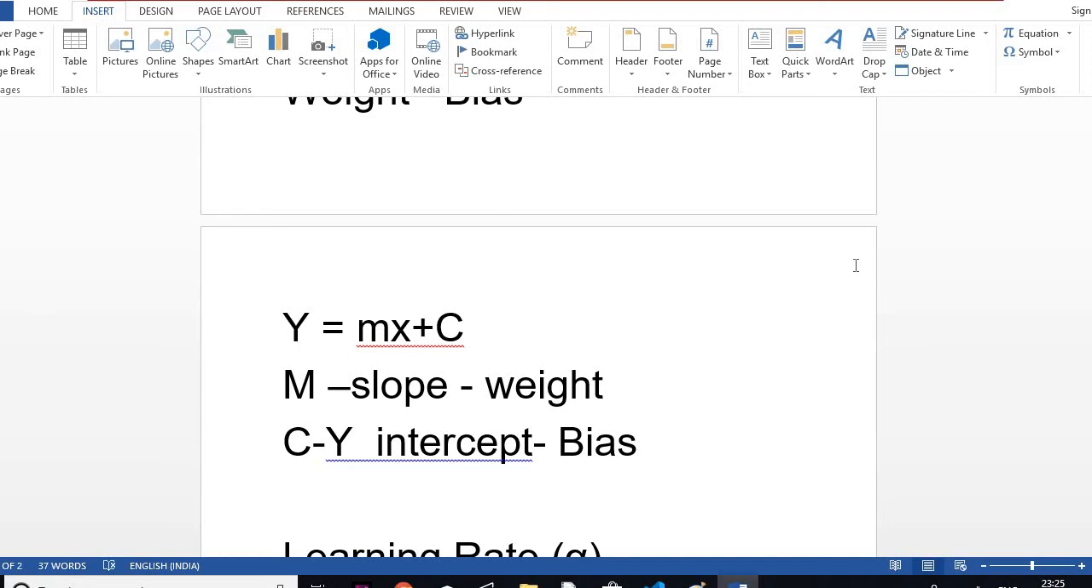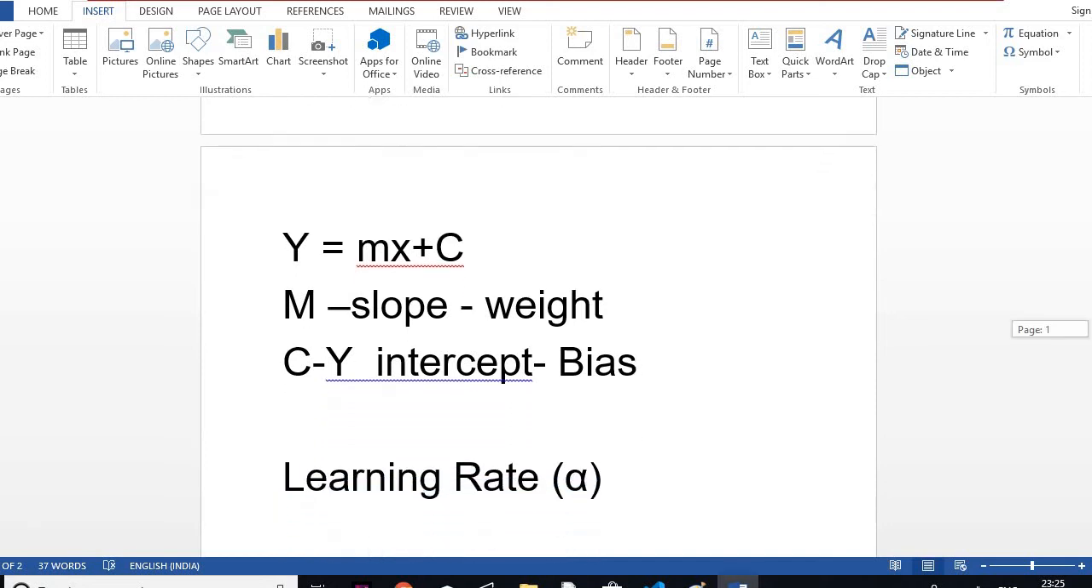So backpropagation is the process that aims to minimize the cost function by adjusting weight and bias. What is weight? In simple terms, weight is the slope. And what is bias? Bias is the y-intercept. That is the easiest way of understanding weight and bias.